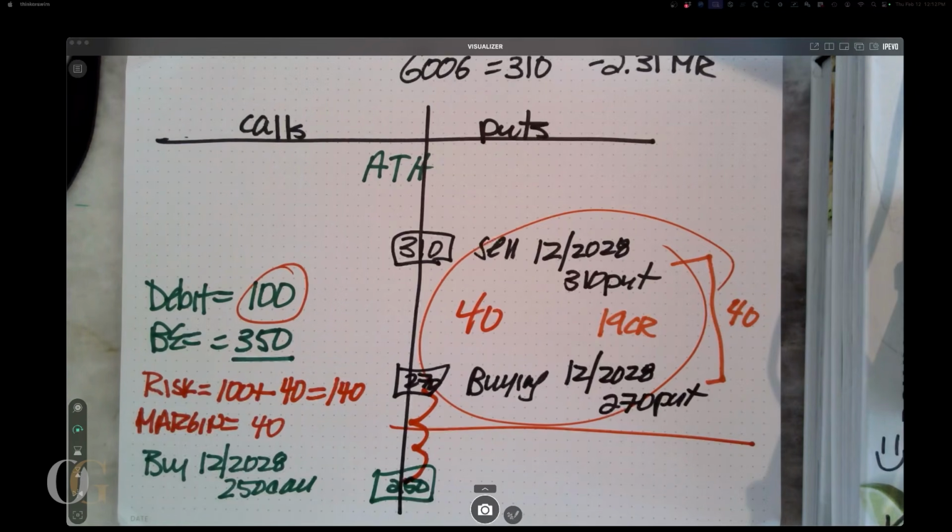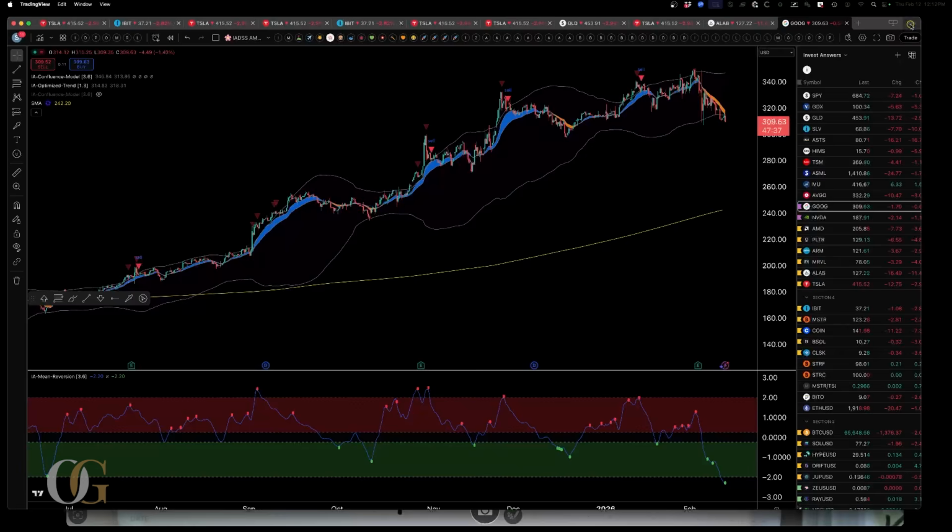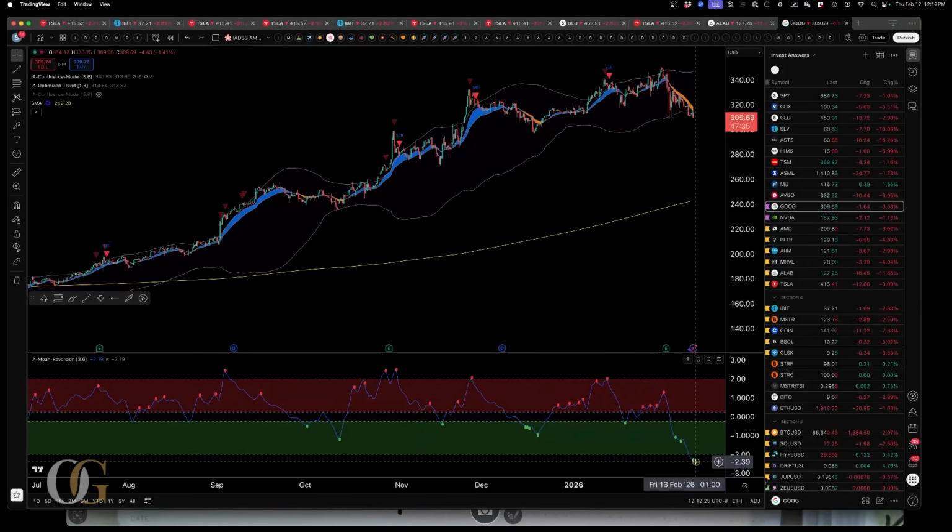I was hoping to get it in that upper twos, lower threes, but with that minus 2.3 reading right here, I don't know if I'll get it. So I'm not going to chance it. This is my very first entry, and I'm going to take it right now.